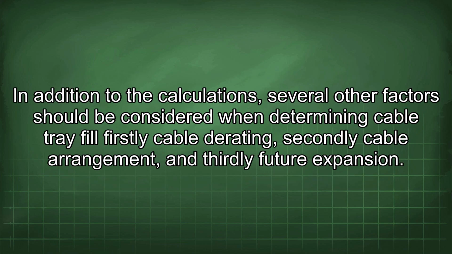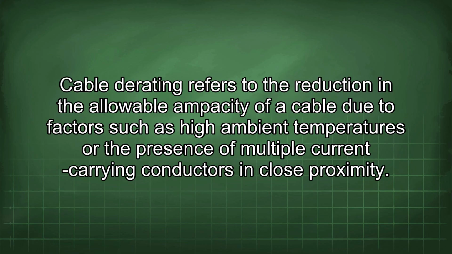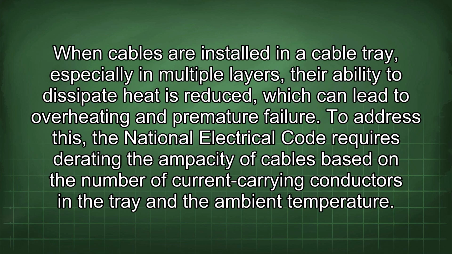In addition to the calculations, several other factors should be considered when determining cable tray fill. Firstly, cable derating, secondly, cable arrangement, and thirdly, future expansion. Cable derating refers to the reduction in the allowable ampacity of a cable due to factors such as high ambient temperatures or the presence of multiple current-carrying conductors in close proximity. When cables are installed in a cable tray, especially in multiple layers, their ability to dissipate heat is reduced, which can lead to overheating and premature failure.